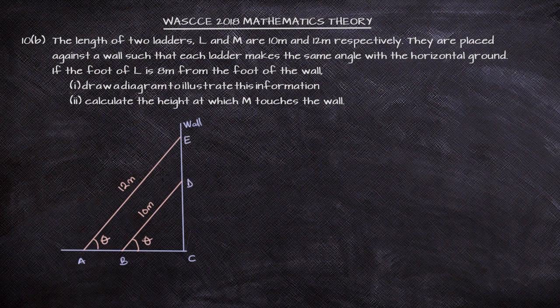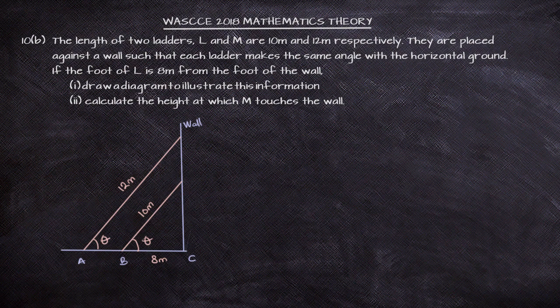Okay, now that's the first question we're asked to do. We've drawn the diagram, we've illustrated the diagram. So now we need to calculate the height at which M touches the wall. Maybe we can relabel our diagram. Instead of E and D, maybe we can use L and M as given to us. Okay, let's use L and M.